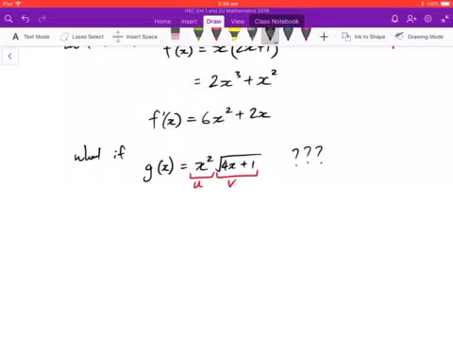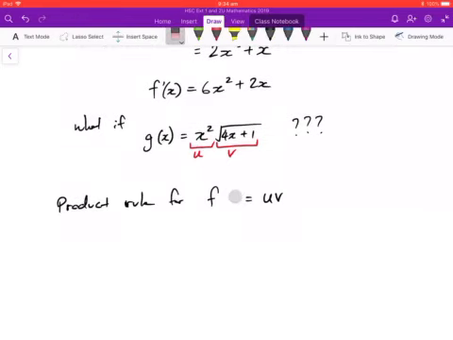Now you can expand this, but there are lots of functions which we can't, and it makes it much quicker just to use the product rule. The product rule is, for f of x equals uv, as in two functions multiplied together, we have f dash x, the derivative, is equal to v u dash plus u v dash.